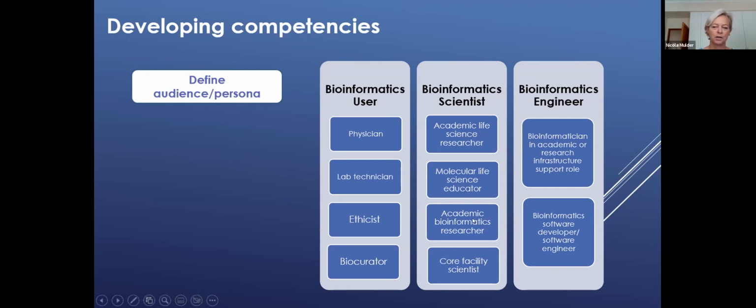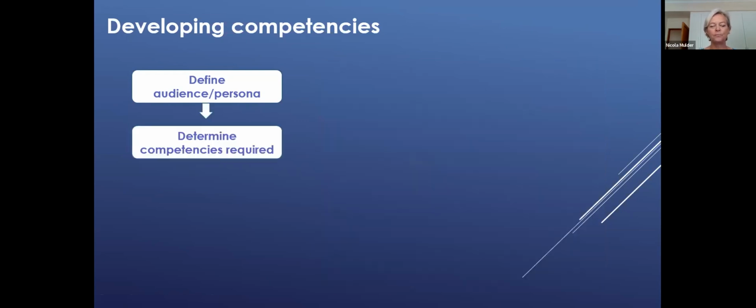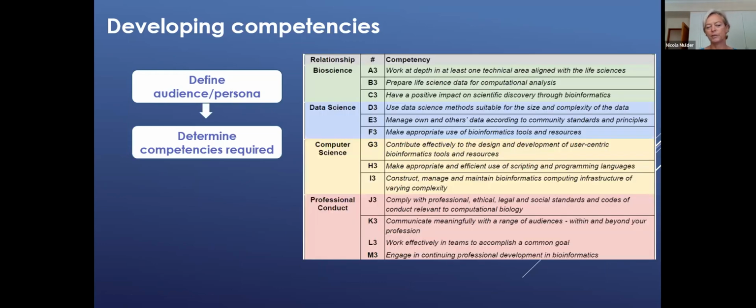So we've got a number of different personas. This would be your audience type: who's your target audience that you're trying to build a competency in? The next thing to do is to define the competencies. As I said, we've been developing these for years, and this is the third version.